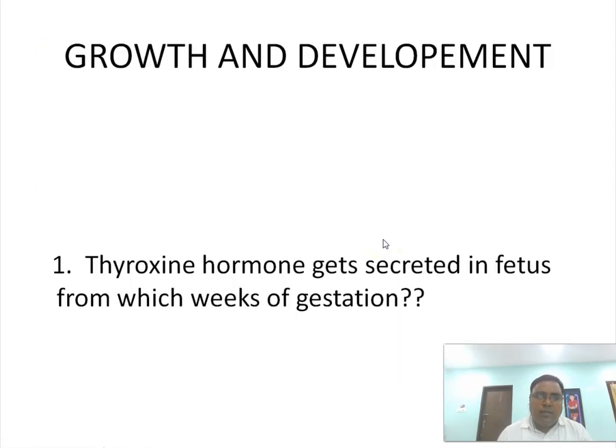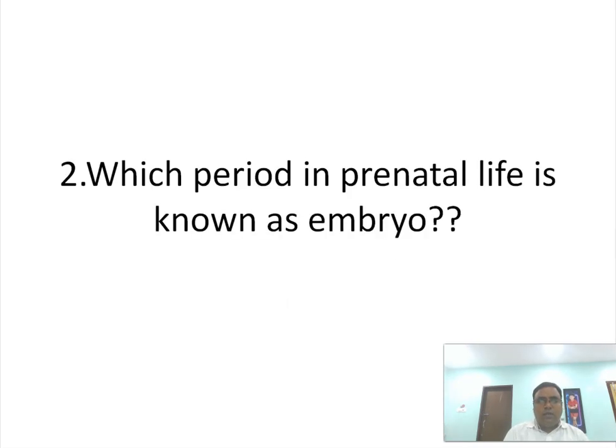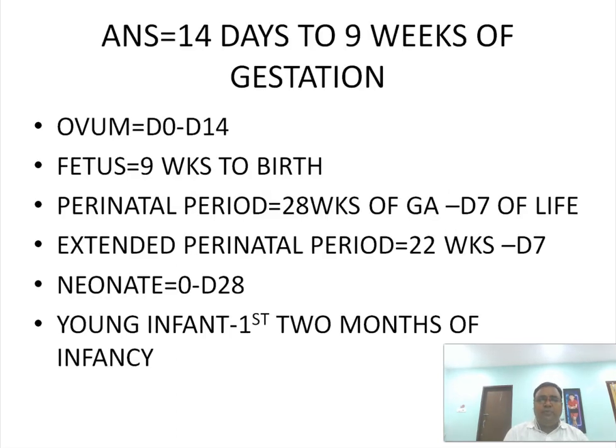To start with, thyroxine hormone gets secreted in the fetus from which week of gestation? Answer is 12 weeks. Second, which period in the prenatal life is known as embryo? As we know, there are several stages, like fetus, embryo, infancy, many terms. The answer is day 14 to 9 weeks of gestation, that is known as embryo.